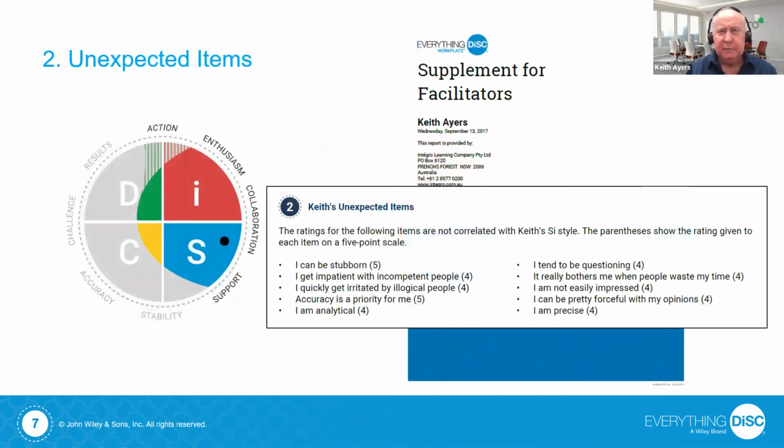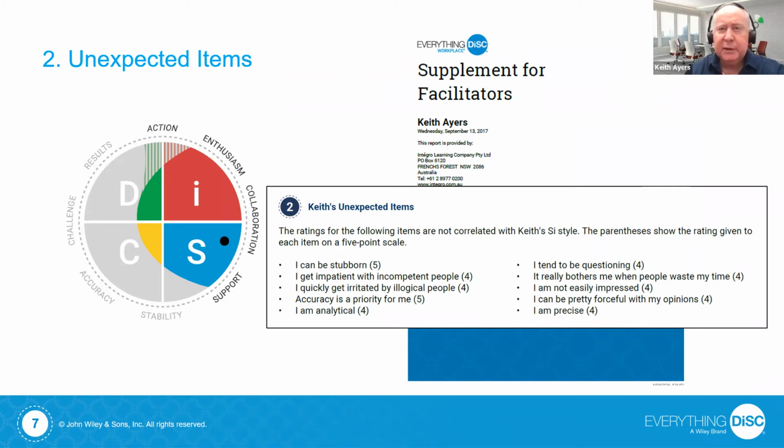Okay, the middle part of the supplement for Facilitator Report is the most interesting and really gets people's attention. These are unexpected items. These are items from the questionnaire, from the 8 scales, that I've responded to in such a way that is unexpected for someone with my style. I'm not expected to be stubborn, to get impatient with incompetent people, to get irritated by illogical people, etc. Okay, but I've agreed with those statements. The 5 means I strongly agreed, and the 4 means I agree. Okay, but that's not typical of someone with an SI style.